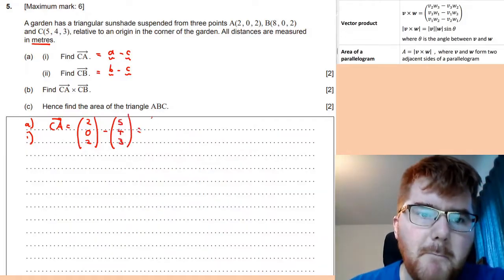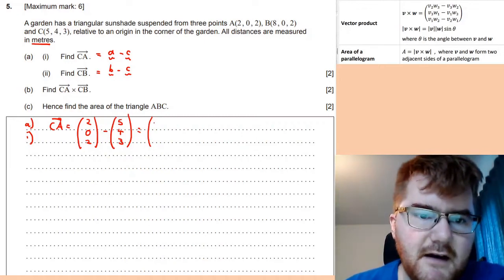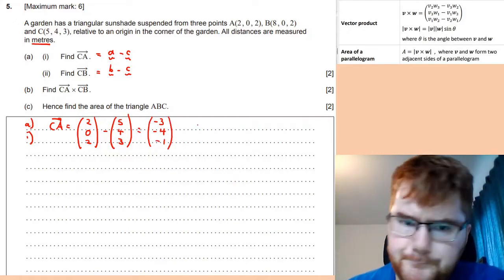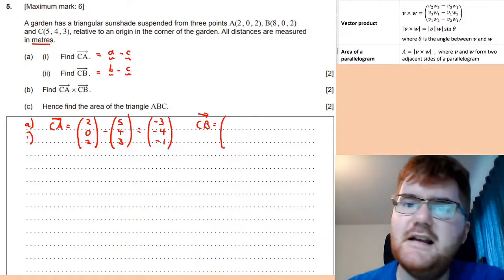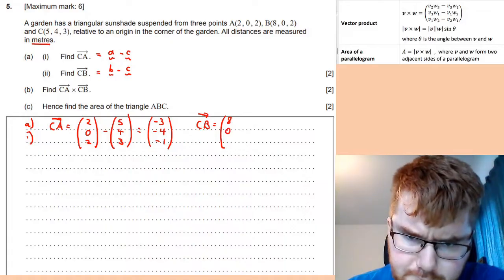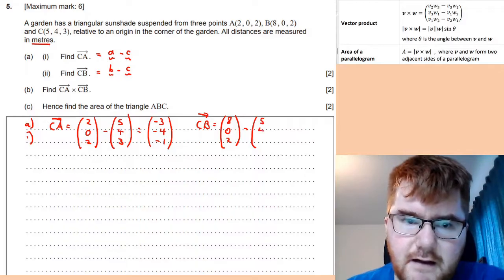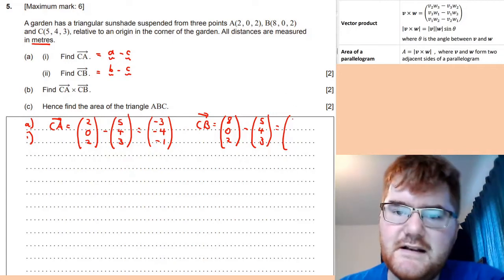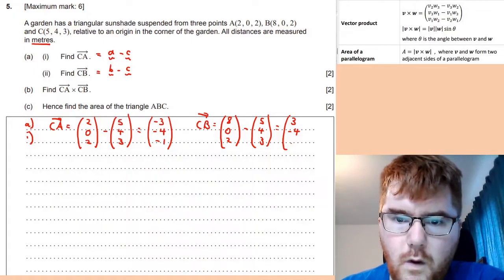Remember, when we're minusing vectors, we minus the x, y, and z components separately. So 2 minus 5 is equal to minus 3. 0 minus 4 is equal to minus 4. And 2 minus 3 is equal to minus 1. And we do CB in exactly the same way. So we start with B as a vector, (8, 0, 2), and then we're going to minus from that C, which is (5, 4, 3). Then if we do the same kind of subtraction we did earlier, we're going to get 3, minus 4 and minus 1.